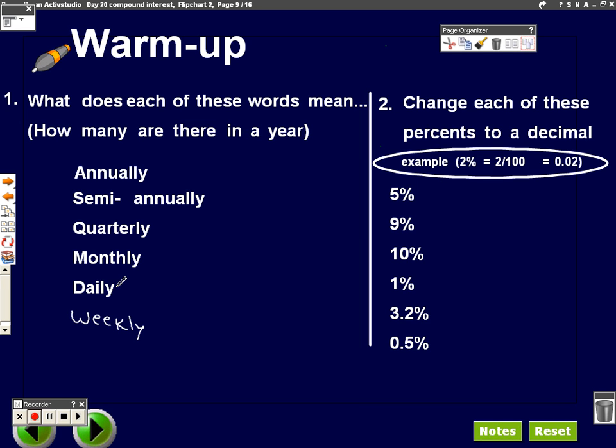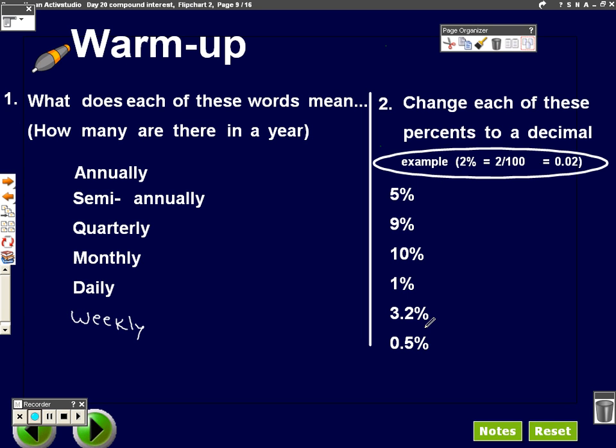And then the other part is I want you to change these from percents to decimals. There's this percent sign. I think of it as looking like a division by 100. So we're dividing by 100. 2 divided by 100 really is 0.02. You move your decimal 2 places to the left.